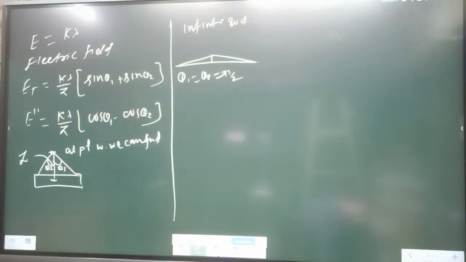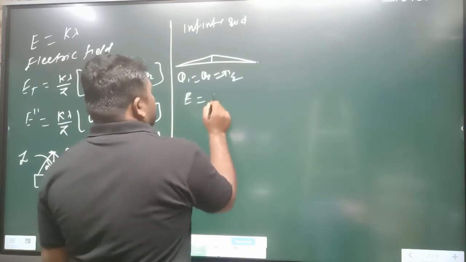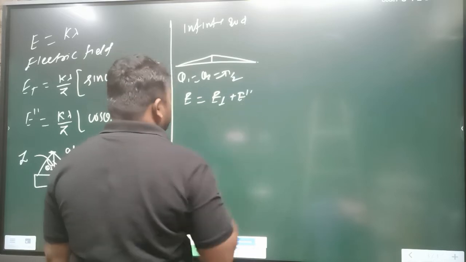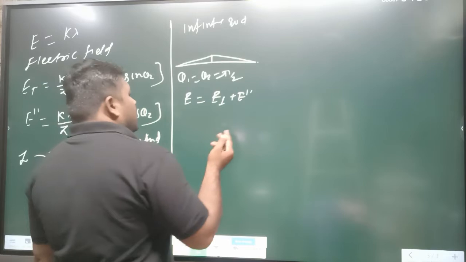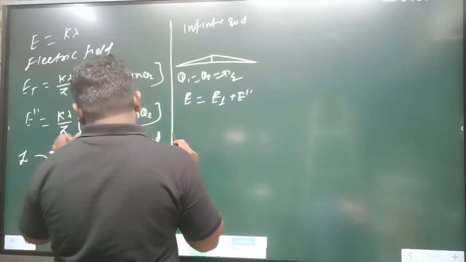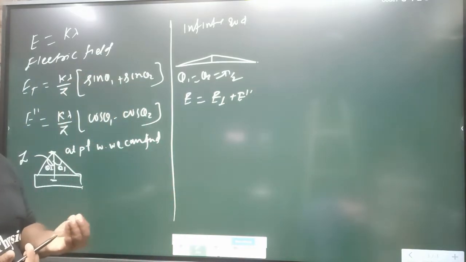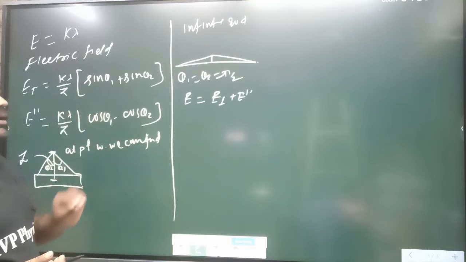Then E perpendicular, K lambda. E parallel: we know that total electric field is equal to E perpendicular plus E parallel. Yes or no? E parallel component is 0. E parallel is cos theta 1 minus cos theta 2. Cos theta 1, cos 90, 0. Cos theta 2, cos 90, 0. 0 minus 0, 0. So the E parallel component is 0.